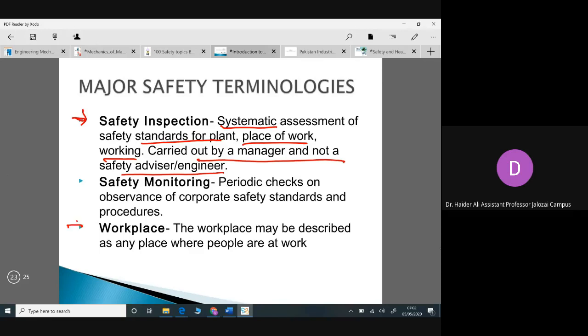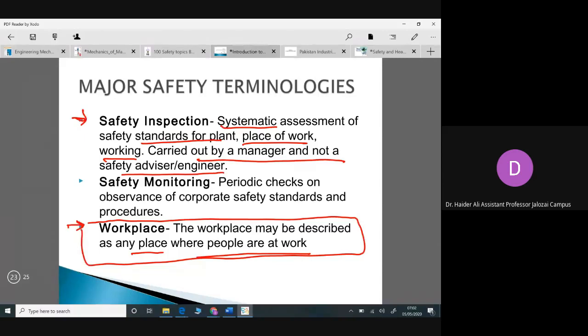What do we mean by a workplace? A workplace may be described as any place where people are at work. So you see here, this sums it up. What is a workplace? Any place where people are at work. So any place can be a field, that can be a factory, that can be a shop floor, that can be a hospital, or that can be any place where people are working. Even if you're working in your home, right? That's a workplace. If you're, say, standing in the kitchen and you are cooking.